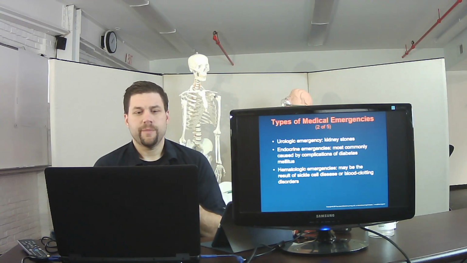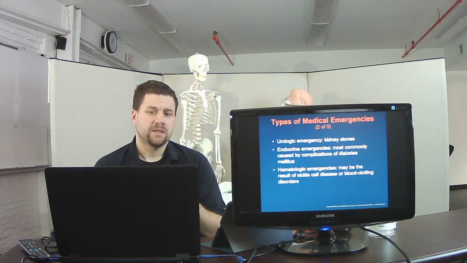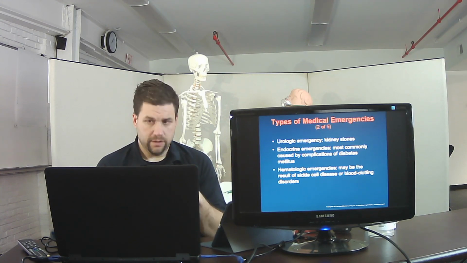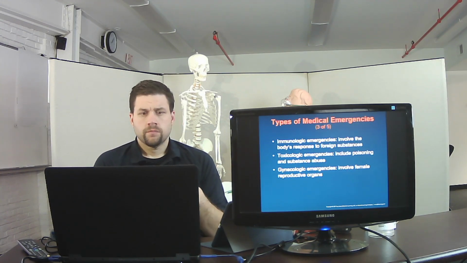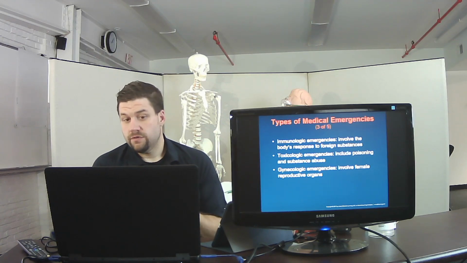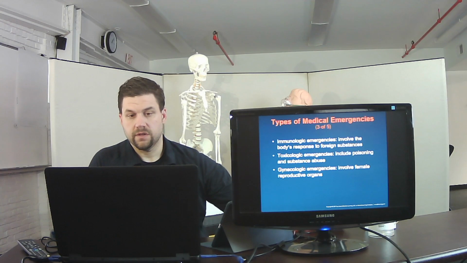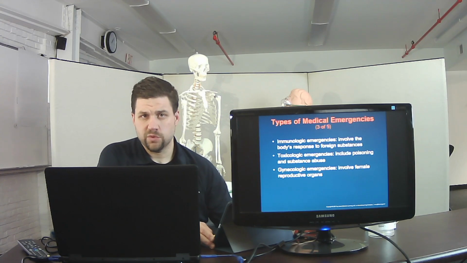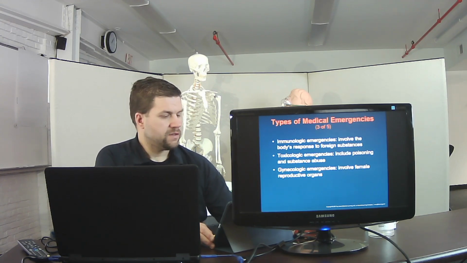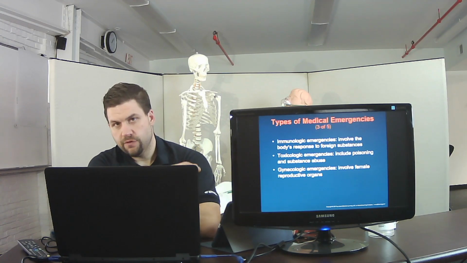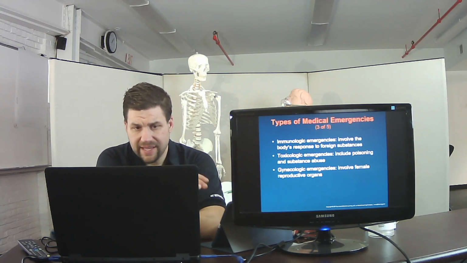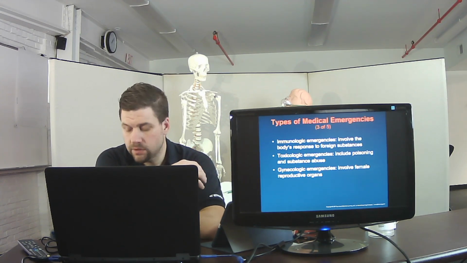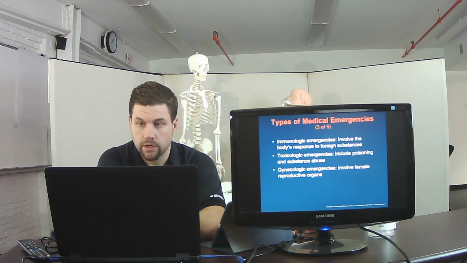Endocrine emergencies, most commonly caused by conditions like diabetes. And hematologic emergencies are the result of sickle cell disease or blood clotting disorders. Immunologic emergencies involve the body's response to foreign substances. And toxicologic emergencies, poisoning, and substance abuse. GYN emergencies involve the female reproductive organs. Some of the lectures coming up are going to get more specifically into all of these, but this is just an overview of what we're going to be learning in the medical unit here.